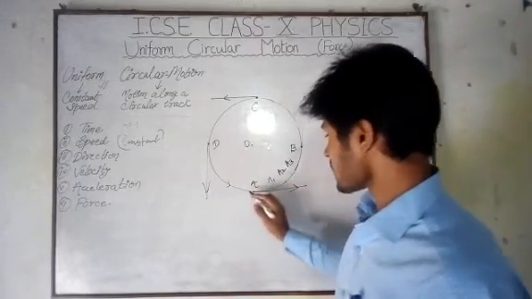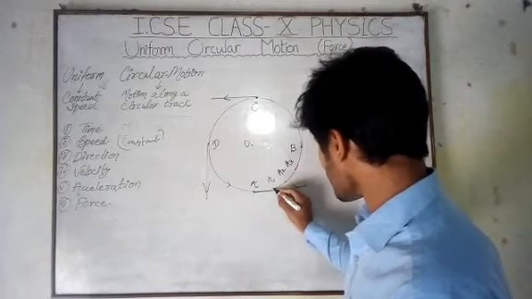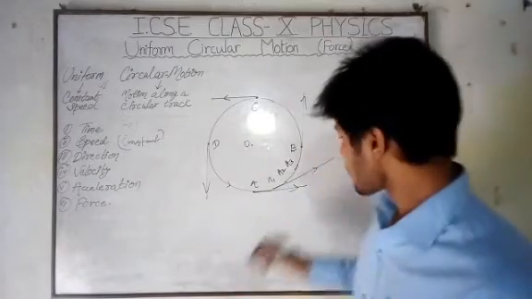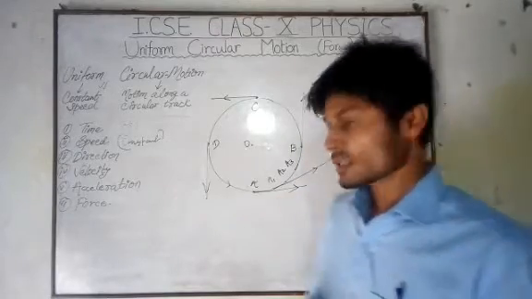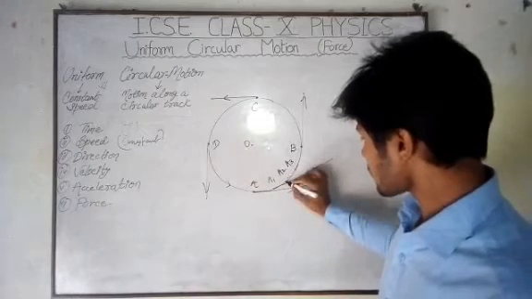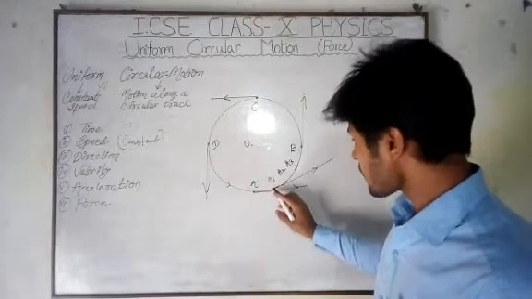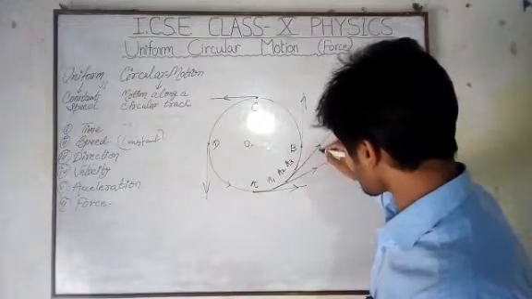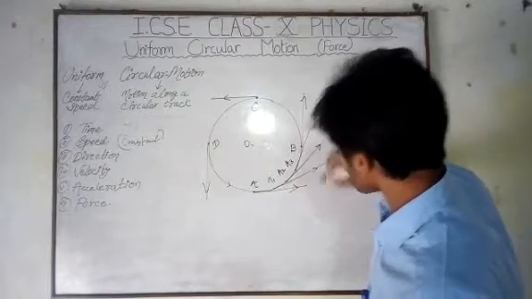So when the body is at point A, it comes to the point A1 and its direction changes like that. The direction is represented by the tangent drawn at the point. If you draw a tangent at a particular point, it gives the direction of the particle. When the object comes from A to A1, then A1 to A2, then at the point A2, if you draw the tangent, it gives the direction of the particle. At the point A3 again, we draw the tangent and get the direction of the particle.